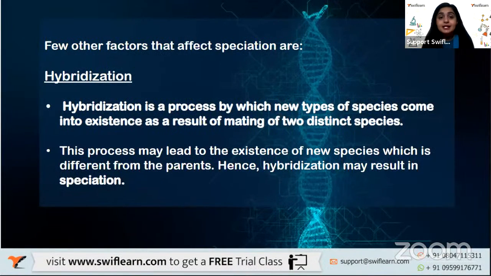A few other factors that affect speciation are hybridization. Hybridization is a process by which new types of species come into existence as a result of mating of two distinct species. This process may lead to the existence of a new species which is different from the parents. Hence, hybridization may result in another speciation. That means a new species has grown up now. A new species has appeared over here, right?